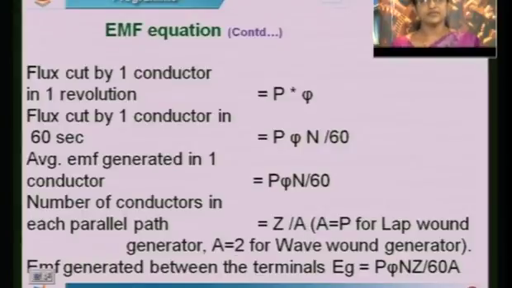Now, the EMF generated between the terminals, Eg, is equal to the average EMF generated in one conductor multiplied by the number of conductors in each parallel path. So, you will get Eg is equal to P phi N Z divided by 60A. This is the equation of EMF induced in the conductor.